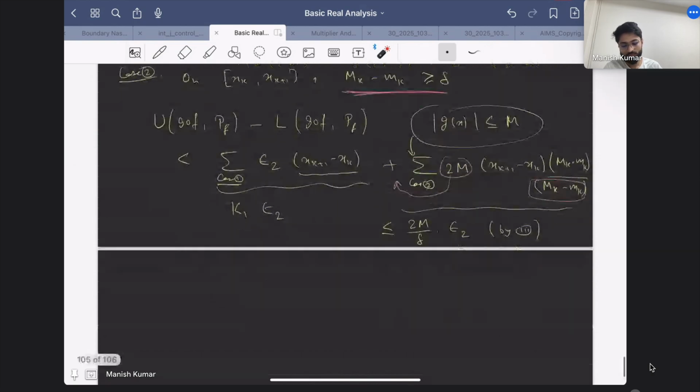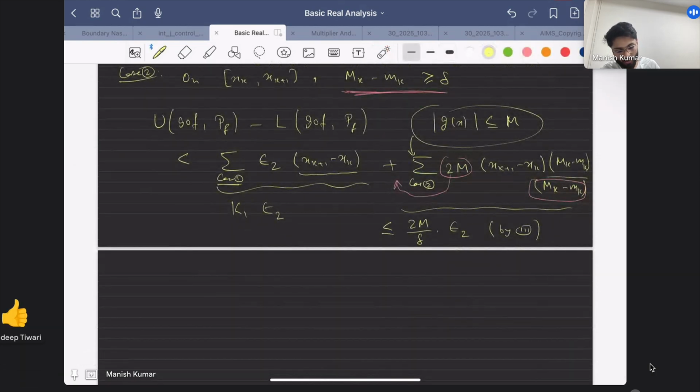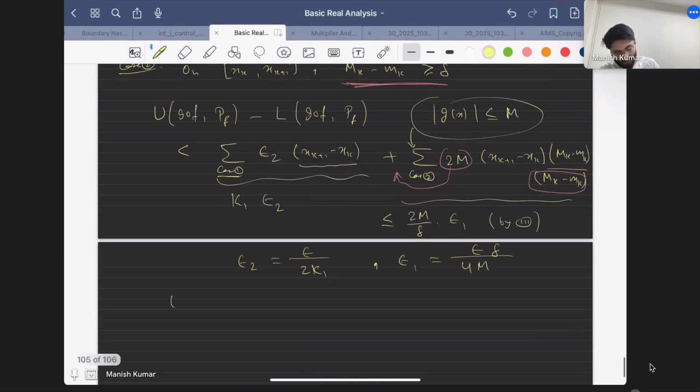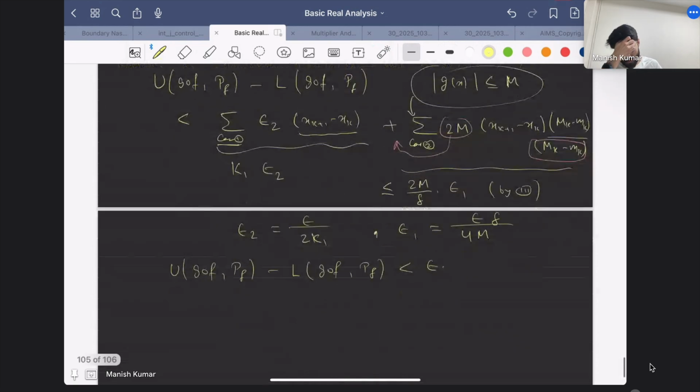If you want, you can choose epsilon 2 to be epsilon by 2 k1, and this is epsilon 1, which you can choose as epsilon by 4 M delta. Then you will get U(g composed f, P) minus L(g composed f, P) is less than epsilon. Okay, so this proves that g composed f is Riemann integrable.